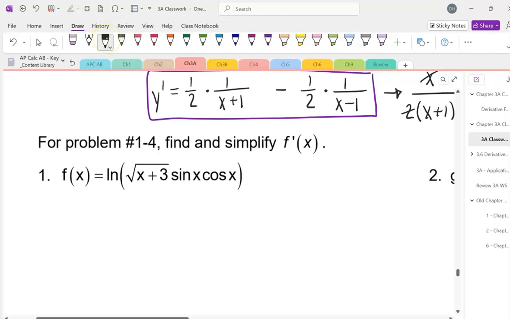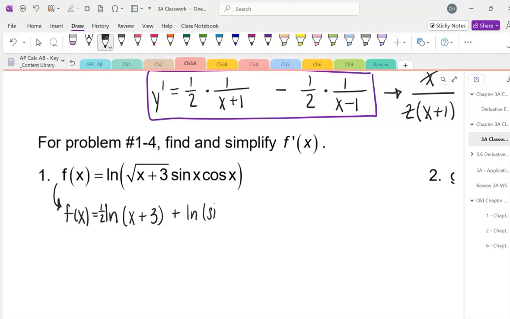So in 1 through 4, we're going to find f prime of x. So find and simplify f prime of x. And we're going to start by changing f of x into natural log. And instead of the cube root, the square root of x plus 3, we can put x plus 3, it has to stay together, with the 1/2 in the front, plus natural log of sine x. And then we've got plus natural log of cosine x.